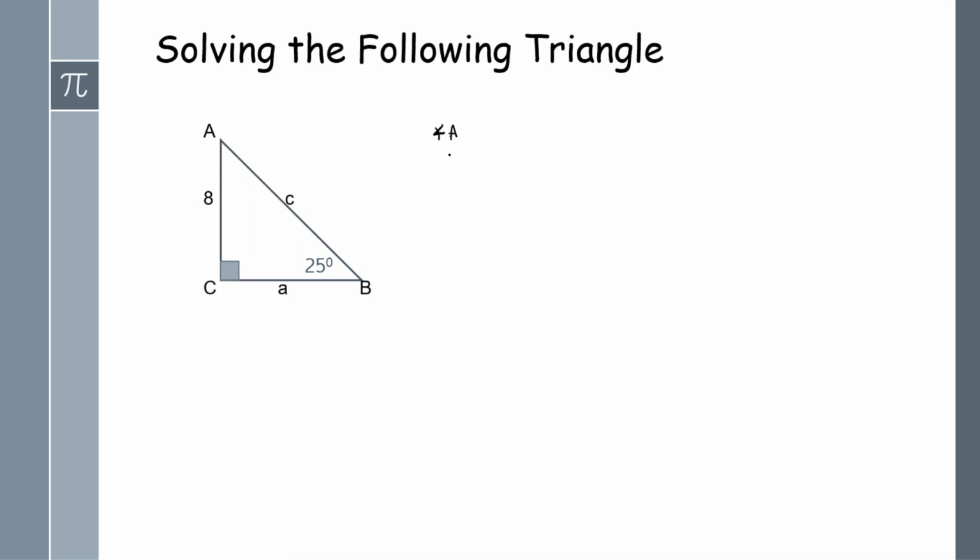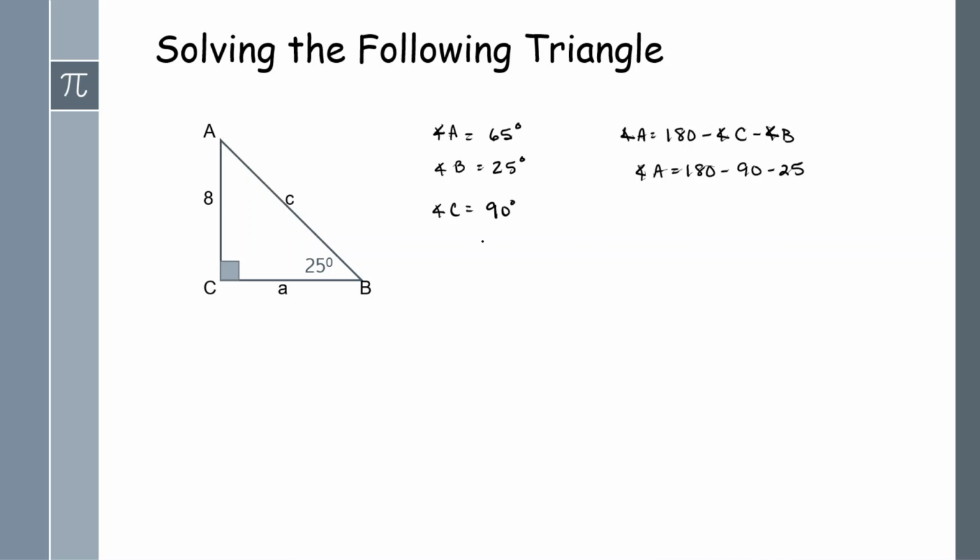So we have angle A, angle B, and angle C, and we know that C is marked as 90 degrees, and B is marked as 25 degrees. Okay, now we know that every triangle adds to 180 degrees. So that means that angle A is going to be 180 minus angle C minus angle B. So angle A will be 180 minus 90 minus 25, which ends up being 65 degrees.